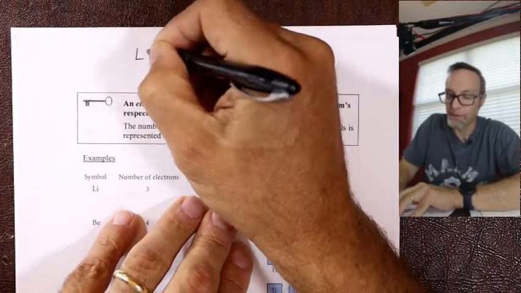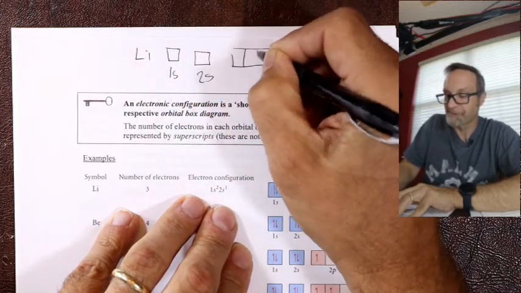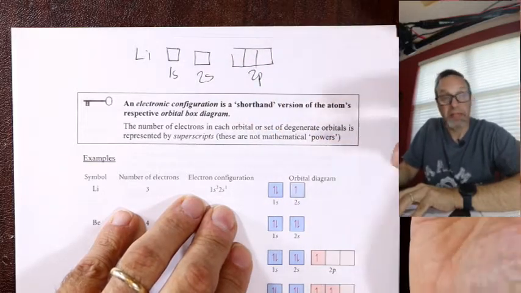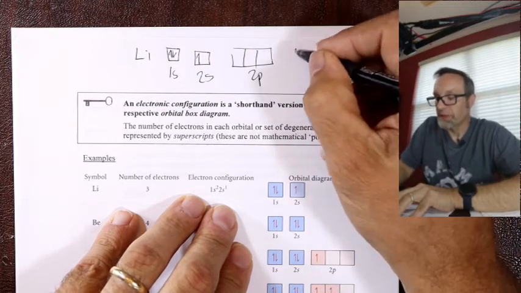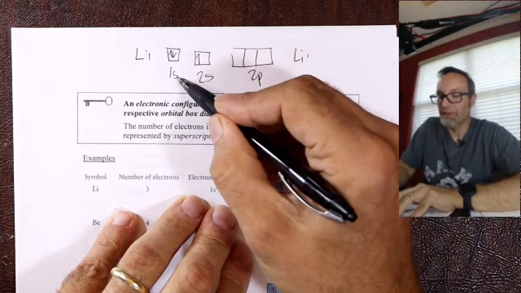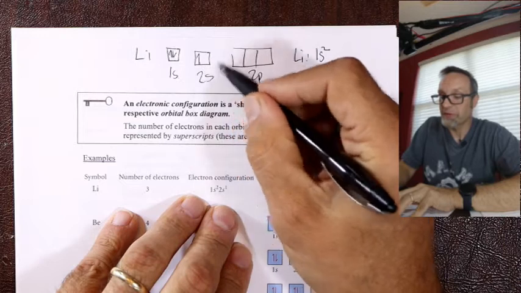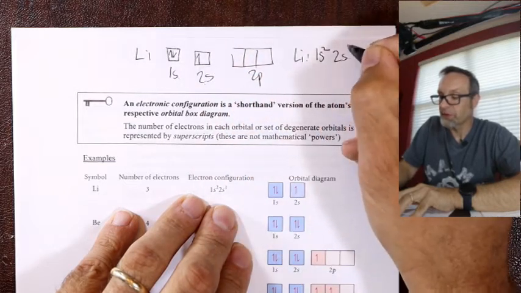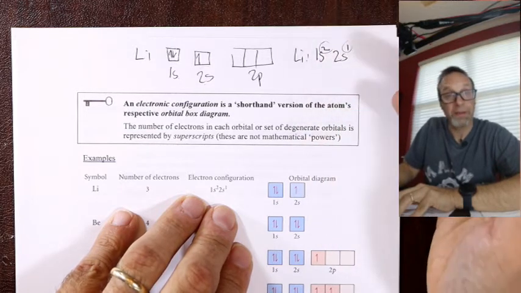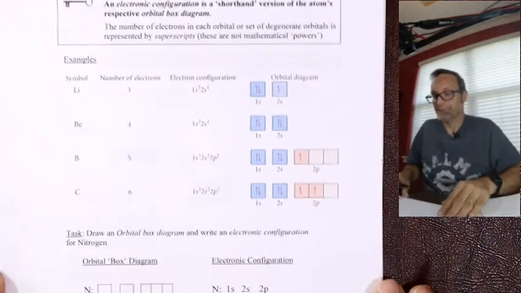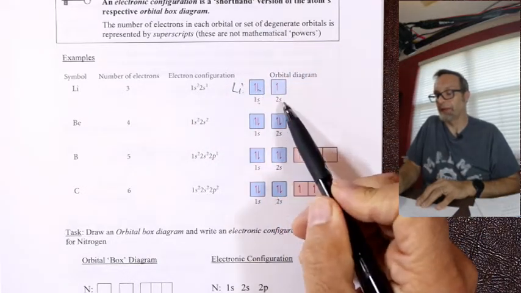If I have lithium, I can draw my boxes in the order we've established. Lithium, 3 electrons: 1, 2, 3. Now what is that as an electronic configuration? How many electrons in this 1s orbital? There are 2 in there, so that's 1s2. How many in this 2s orbital? 1 of them, 2s1. These are occupancies: how many electrons are in that orbital. Makes sense? So lithium, 1s2, 2s1.